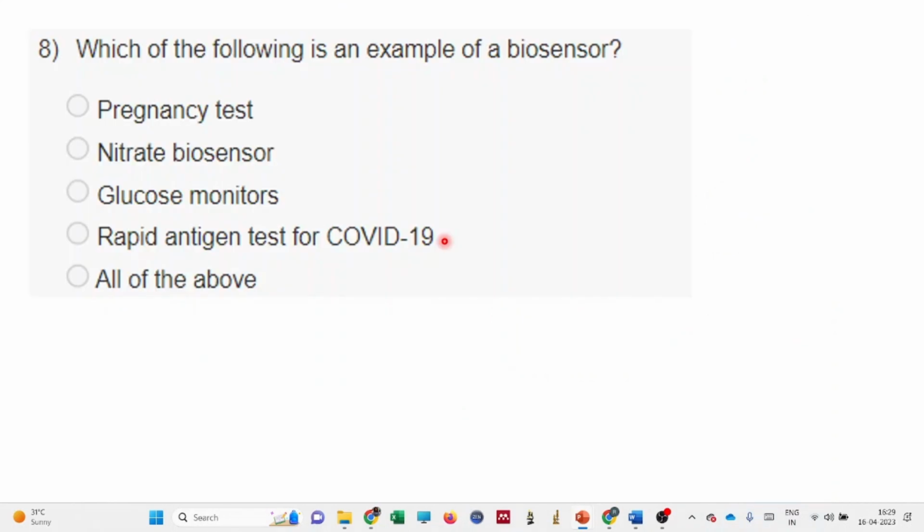Moving on to the next question: which of the following is an example of a biosensor? Pregnancy test, nitrate biosensor, glucose monitors, rapid antigen test for COVID-19, or all of the above? Which one do you think is the correct answer? Anybody? Anybody else having any other opinion? Yes, all of these are examples of biosensors.